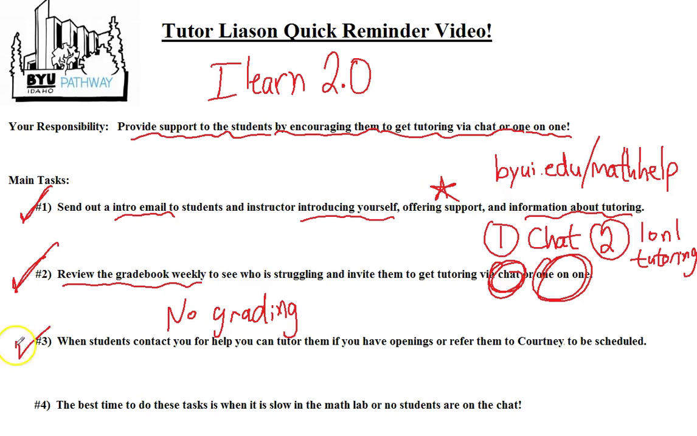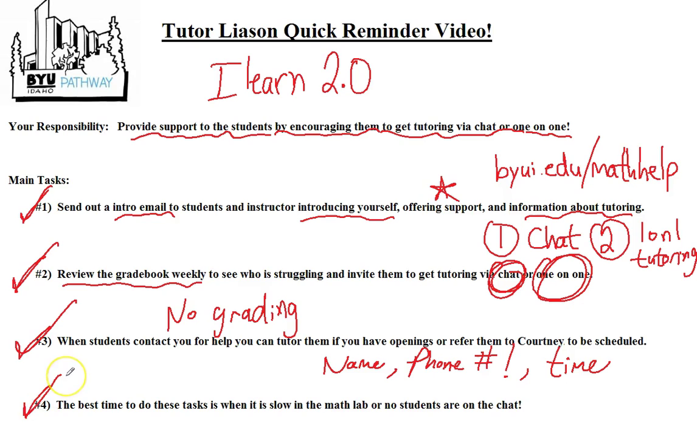Again, that's your number 3 task. When students contact you, you can tutor them yourself, but if you can't, then please let Courtney know so that she can get it set up. When you let Courtney know, she'll need a name and a phone number. That's the bare minimum that we'll need. Hopefully, they might give you a time that they want to meet at, and we will set those up individually.